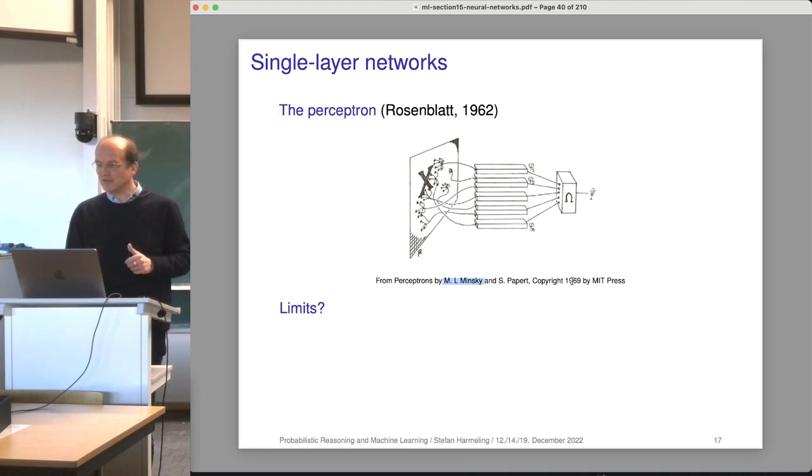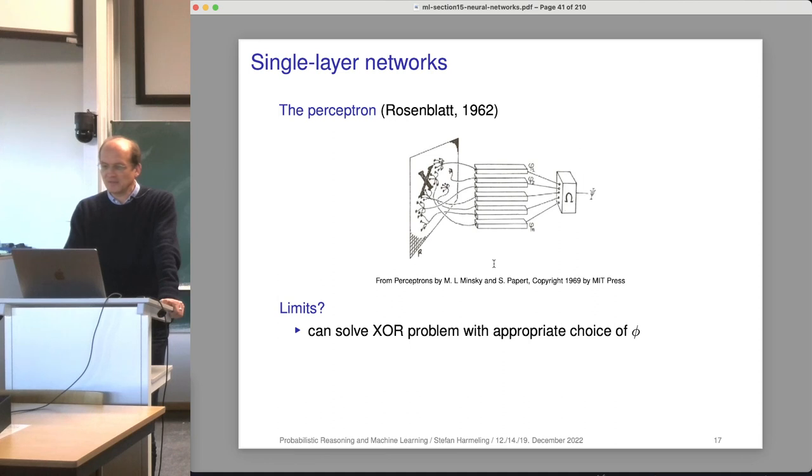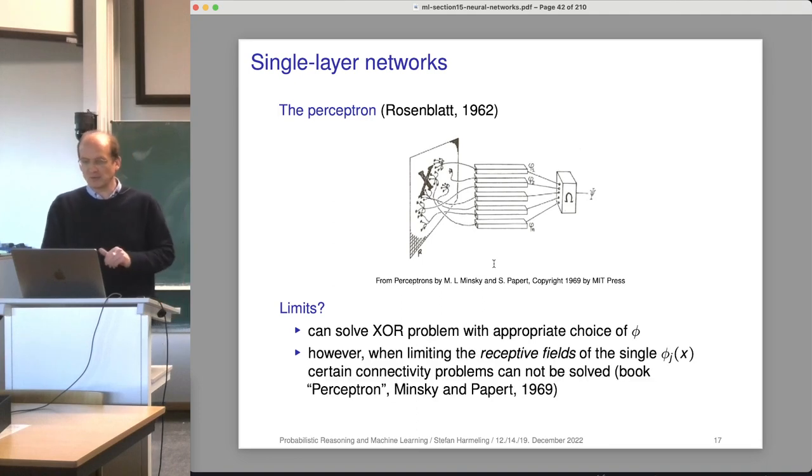And this book is from 1969 from MIT Press. So that is interesting, like a publishing venue where people write out ideas. They are basically pointing out limitations of the perceptron idea, problems that can't be solved, okay? And I think it can solve the XOR problem when you have the appropriate choice of the basis function, so that's not a problem.